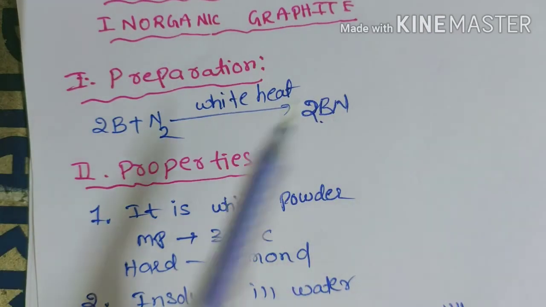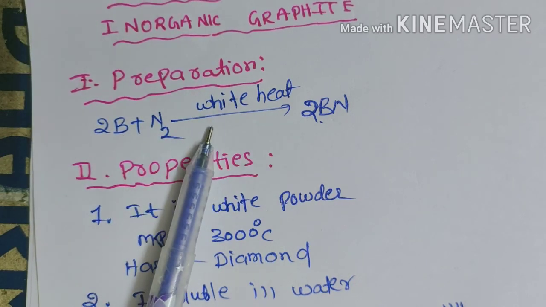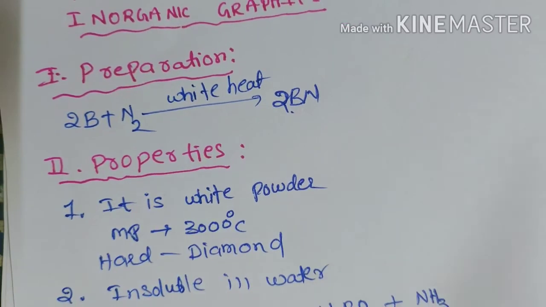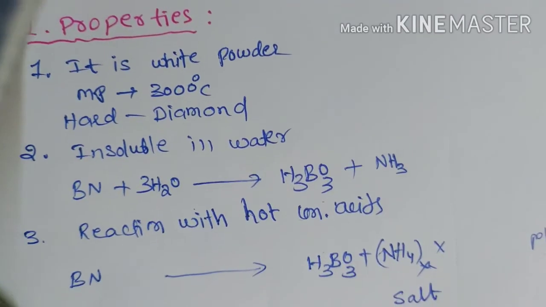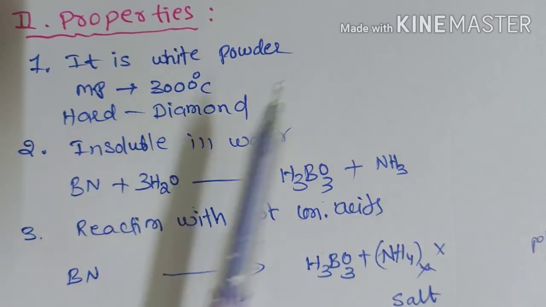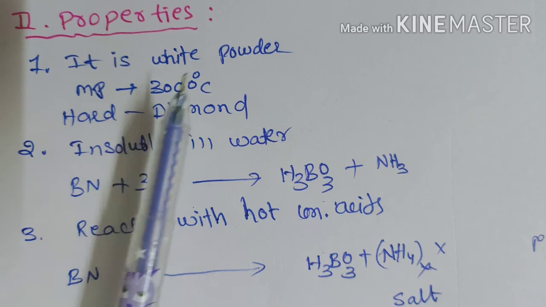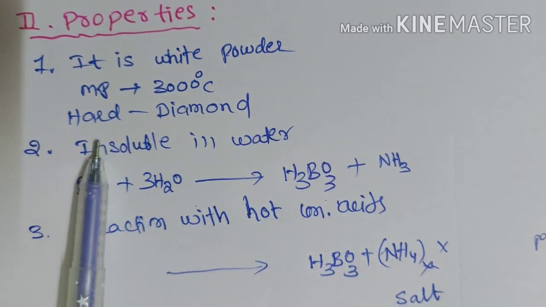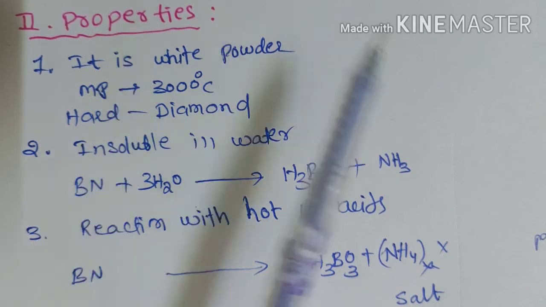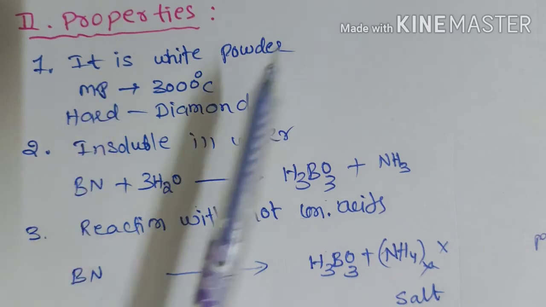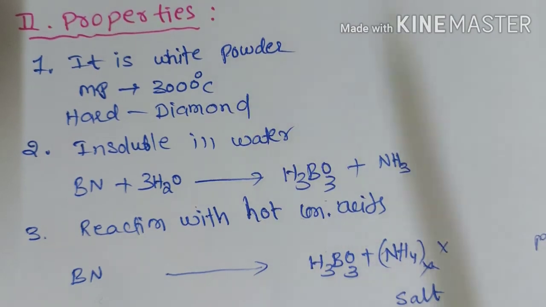Boron nitride is prepared by heating boron in the presence of nitrogen gas at white heat temperature. We get boron nitride. Now we go for the properties of boron nitride. Boron nitride is a white powder. It melts at 3000 degrees centigrade, a very high melting point. It is very similar to diamond in its hardness. It can scratch diamond also, so that much hardness is there with boron nitride.